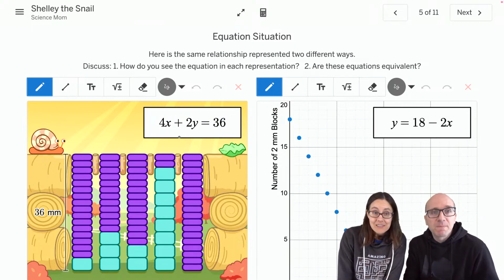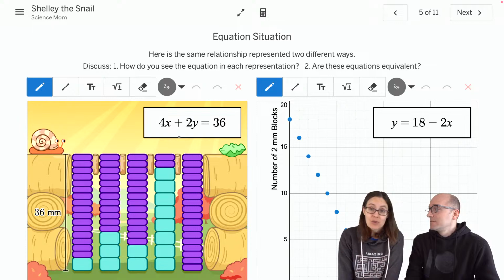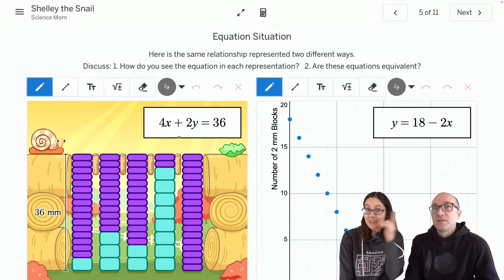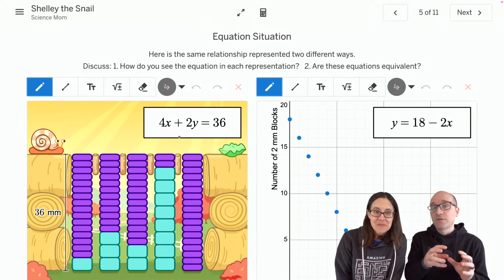Me too. Alicat says you can fill in a value for x, just pick a number and check, and it'll be the same for this one as it will be for this one. Yeah, you get this exact same y value to go with each x value. I like that a lot.